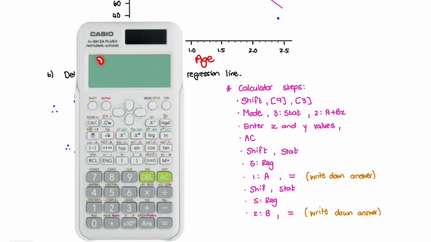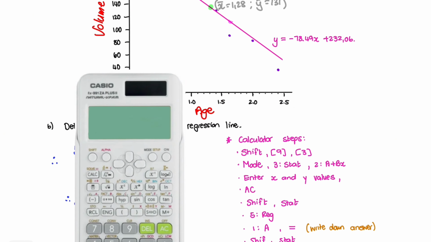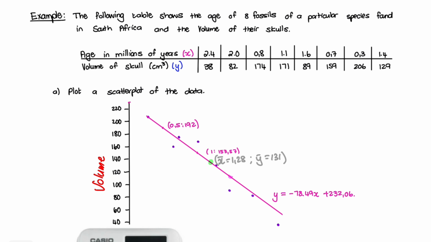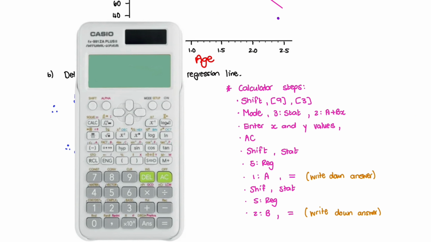Then two columns would appear. You'll have an x column and a y column. Now it's important, when you enter the x values and y values, they need to correspond with each other. So the first x value is 2.4. Then the first y value must be 38. So please take your time when you enter the x and y values on your calculator.